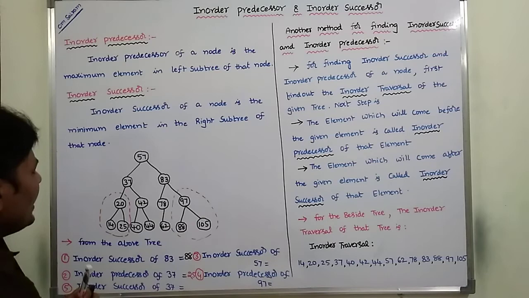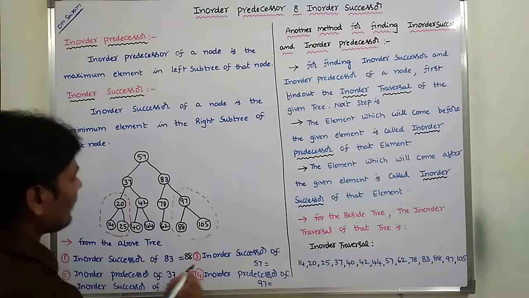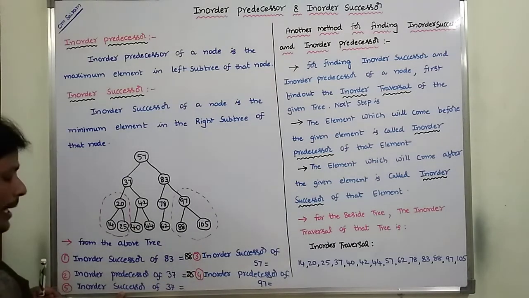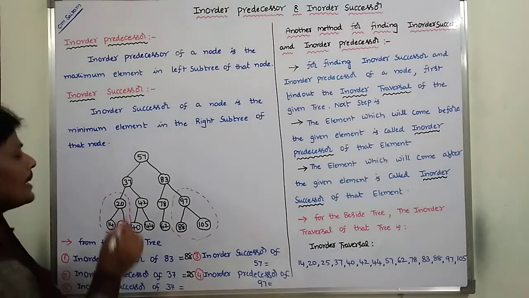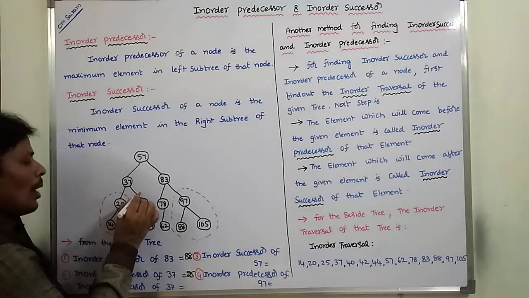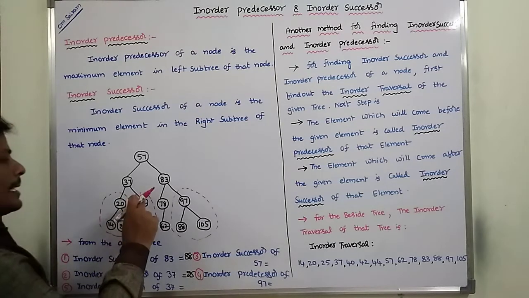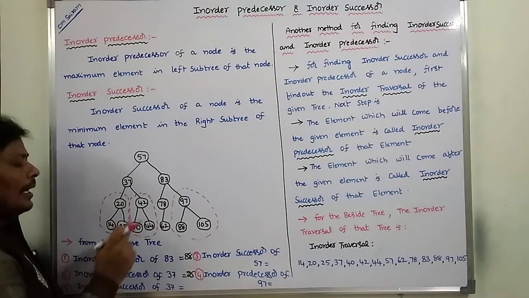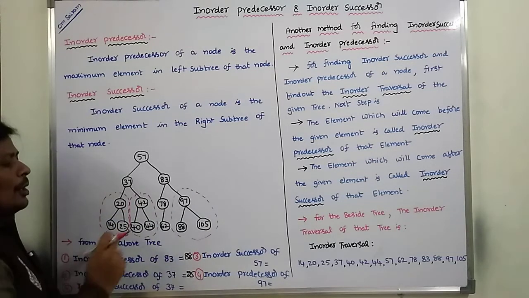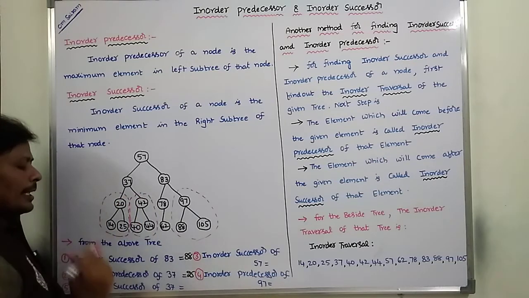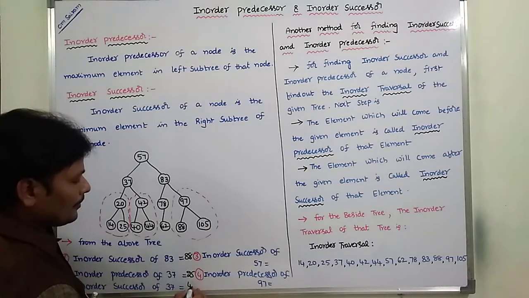Now, inorder successor of 37. For finding out the inorder successor of 37, this is the node 37. Now we have to consider the right subtree of node 37. So this is the right subtree of node 37. In this one, what is the minimum element? So 40, 44, 42. What is the minimum element in this one? That is 40. So inorder successor of 37 is 40.